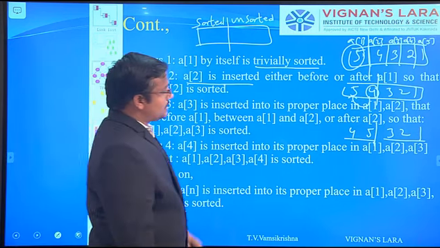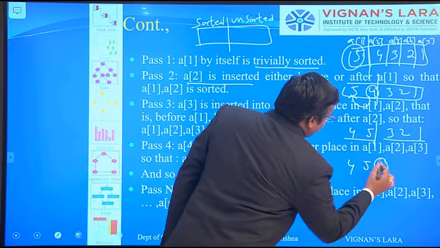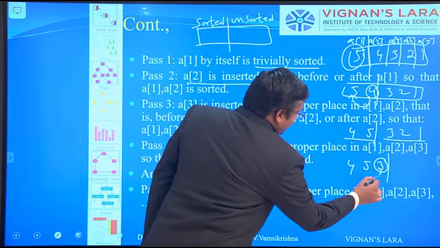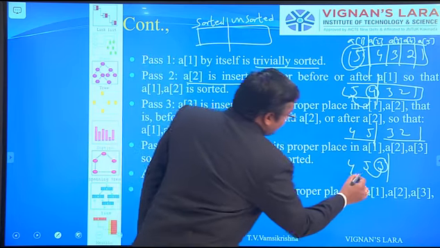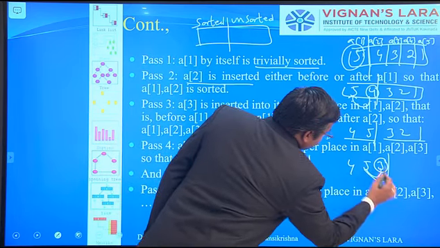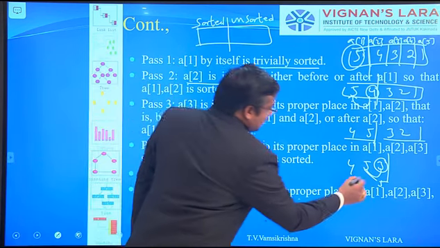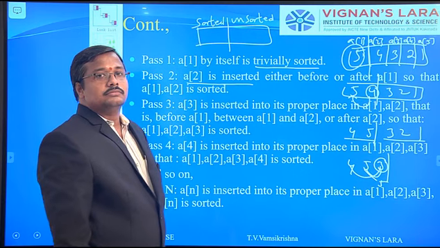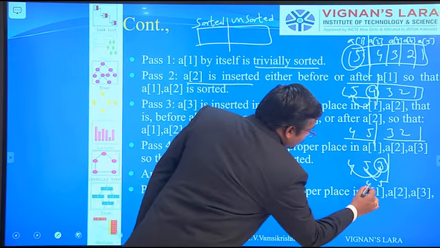In the next pass, we take 3 as the element and we assume that the left part is sorted. So 3 is compared with 5. No, it is not the right order. 5 moves to this position. Next, 3 is compared with 4. That is also not the right order, so 4 moves to this position.